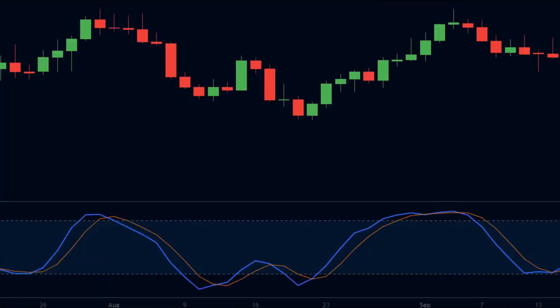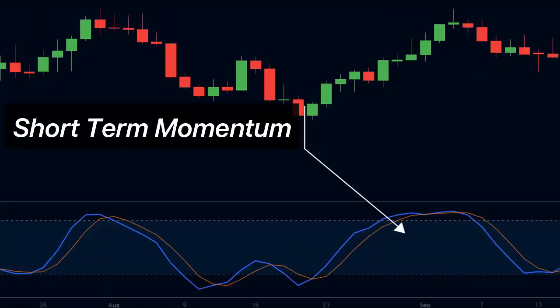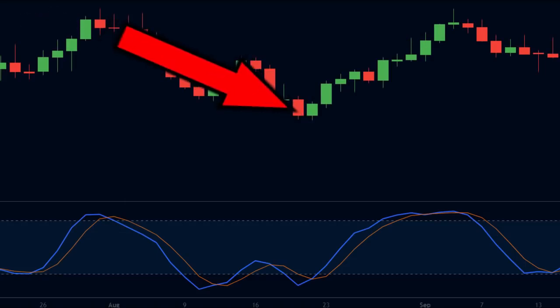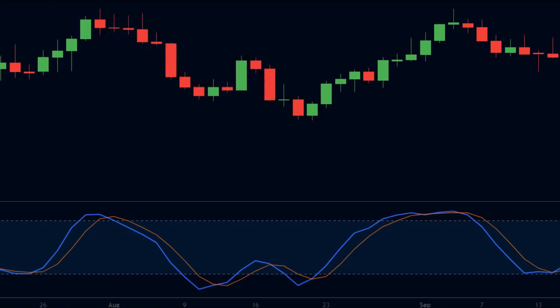The stochastic is a simple oscillator that helps us in identifying short-term momentum of the asset. The value of stochastic revolves from 0 to 100. When the stochastic goes below 20, the stock is said to be oversold, and we can expect the price to make an up move. Similarly, when the stochastic goes beyond 80, the asset is said to be overbought, and we can expect the price to make a down move.